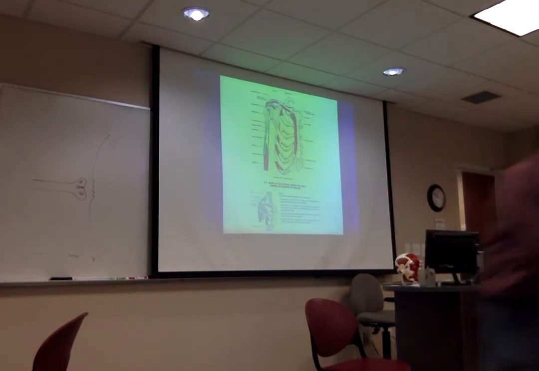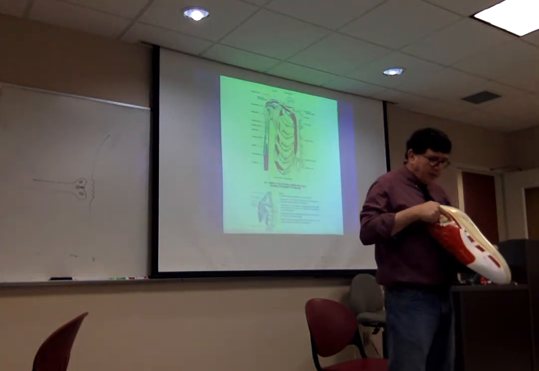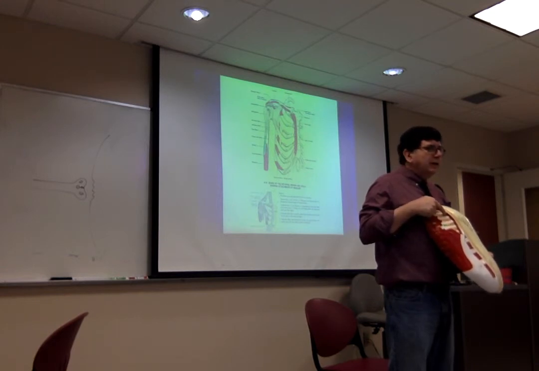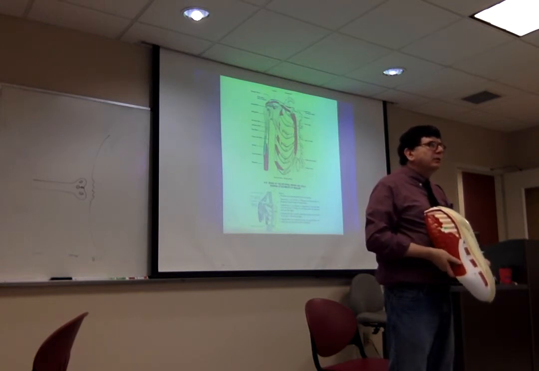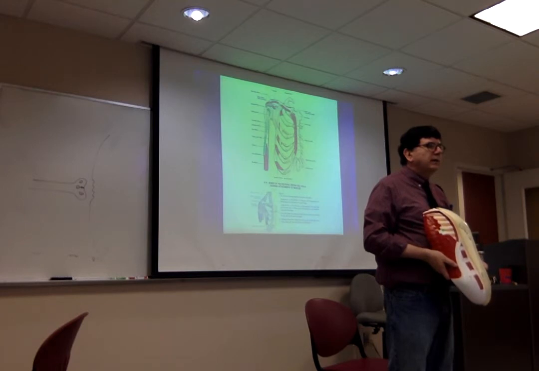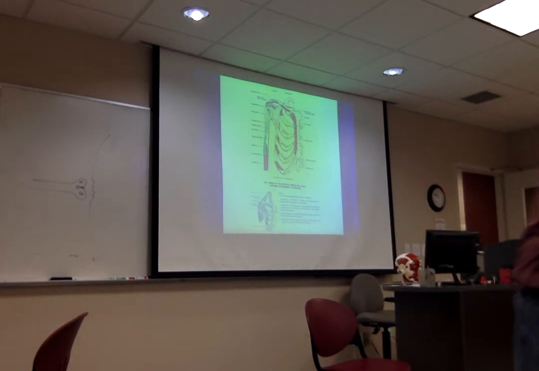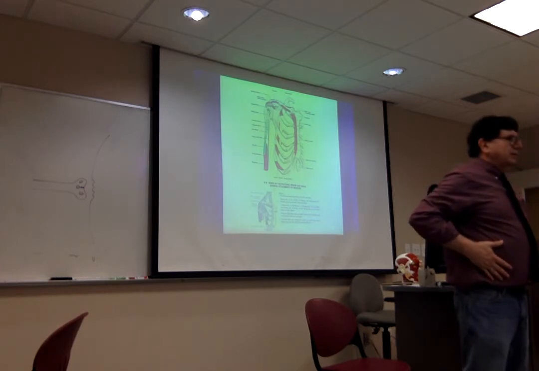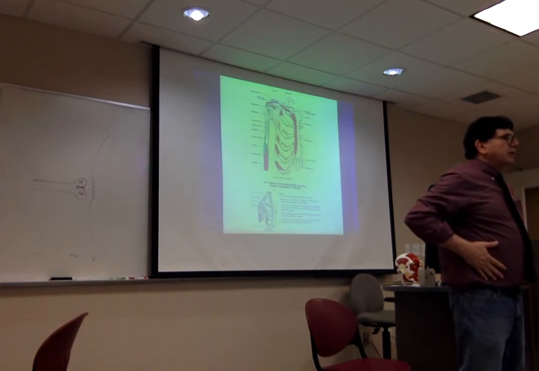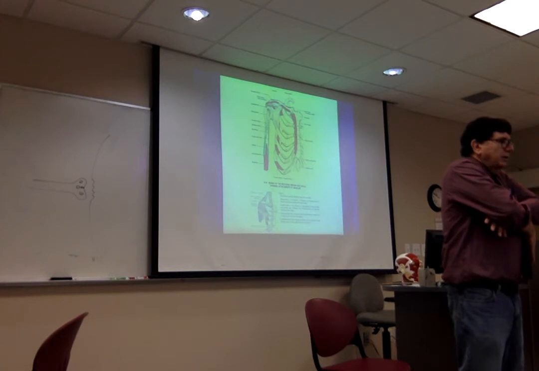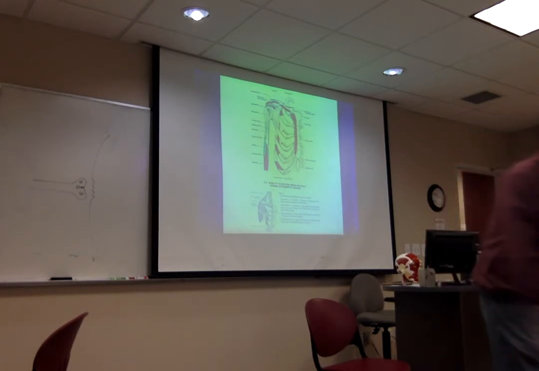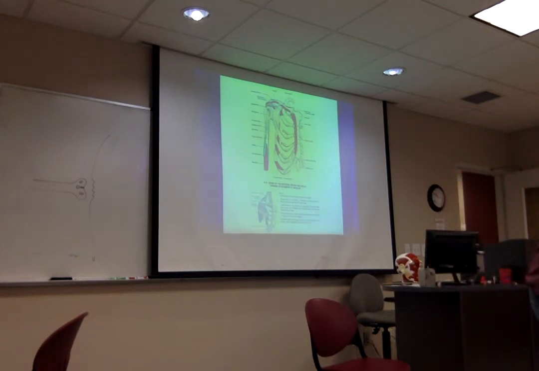So here would be internal intercostals. And you pick that up because of the fiber direction. External is running like this, internal is crossing. Now, both receive innervation from intercostal nerves.